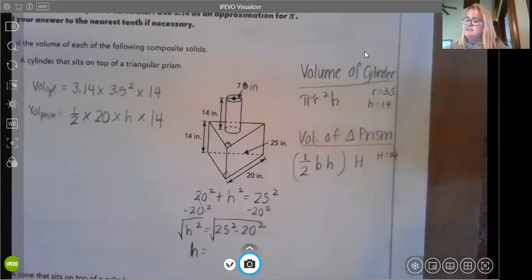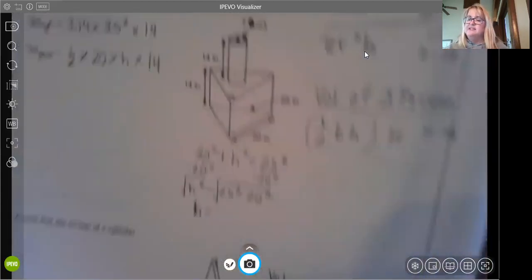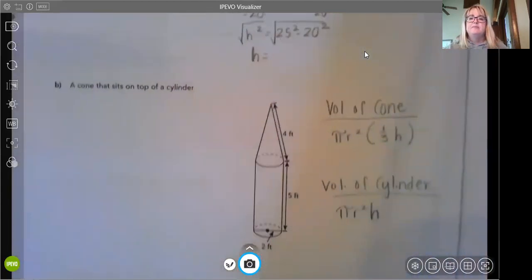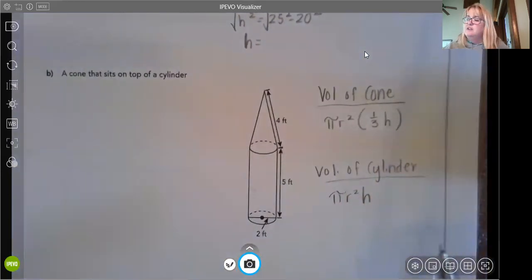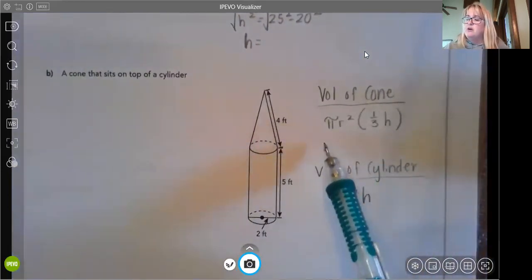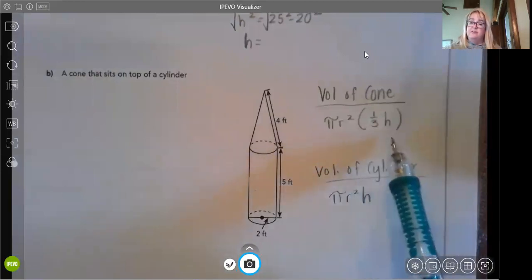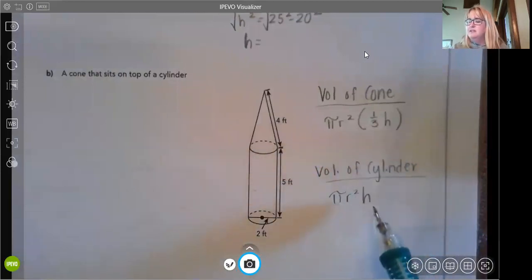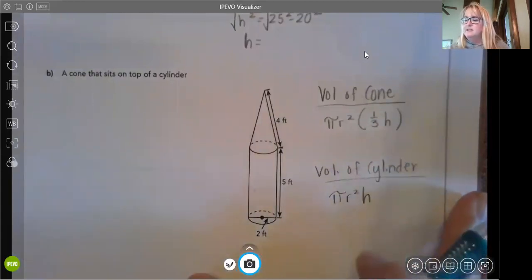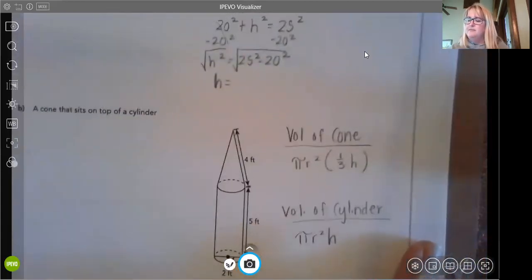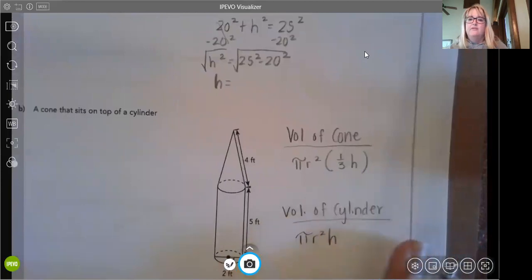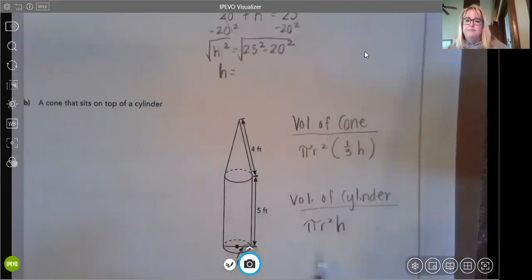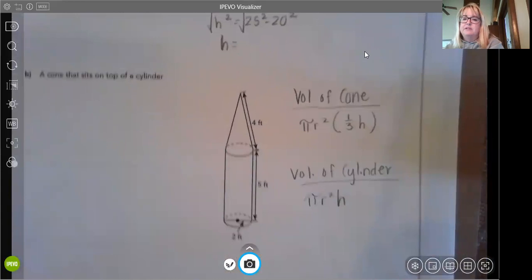All right, B says a cone that sits on top of the cylinder. Here's the formula for volume of a cone. Pi r squared times 1/3 the height. The volume of the cylinder is pi r squared times the height. So let's look and see what we have. For the volume of the cone is up here.